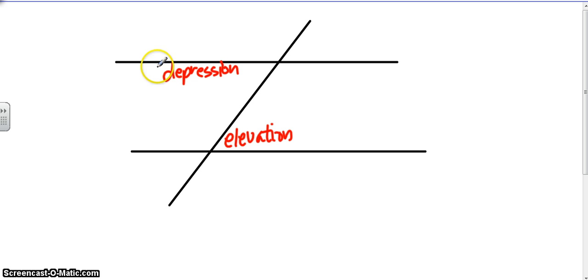I like to think of it as two parallel lines cut by a transversal, and then the alternate interior angles are your angle of elevation and your angle of depression. It's really important that you understand and remember these vocabulary words, or you won't be able to set up the story problems properly.